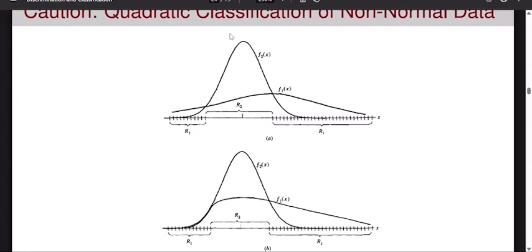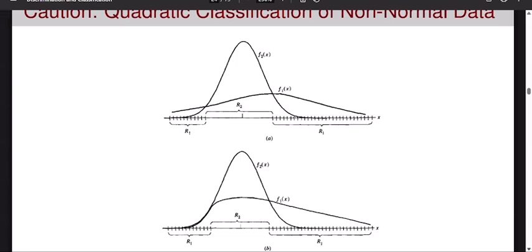When you take a look at this guy, the two classes follow a normal distribution, even though they don't spread out the same way. It doesn't matter that they don't spread out the same way. This is the reason why we call that quadratic classification, because what leads to quadratic classification is when the covariance structures of the two classes are not the same.